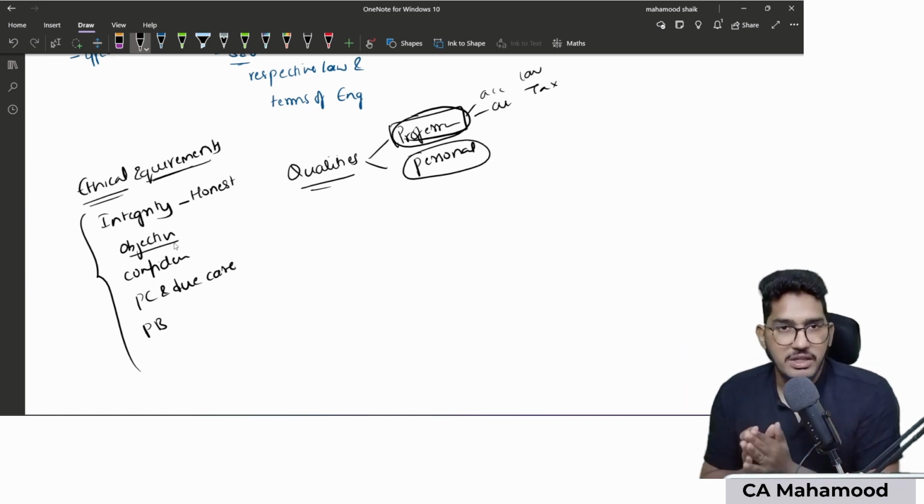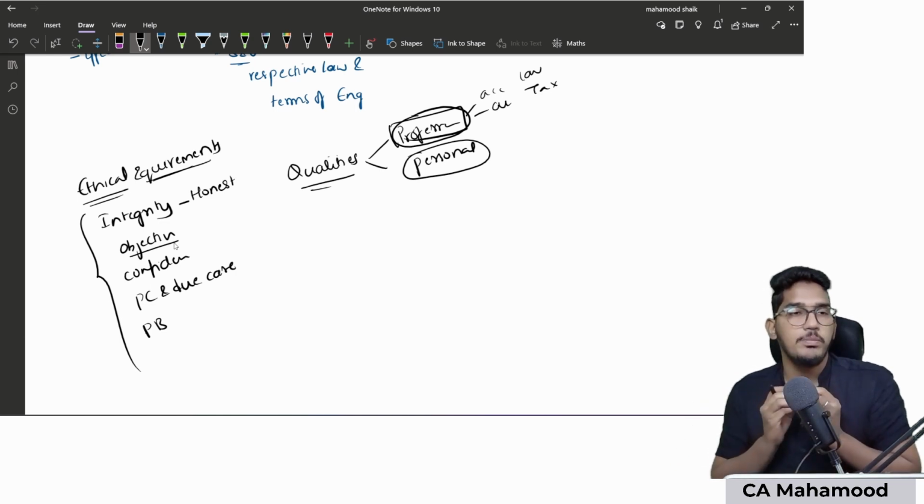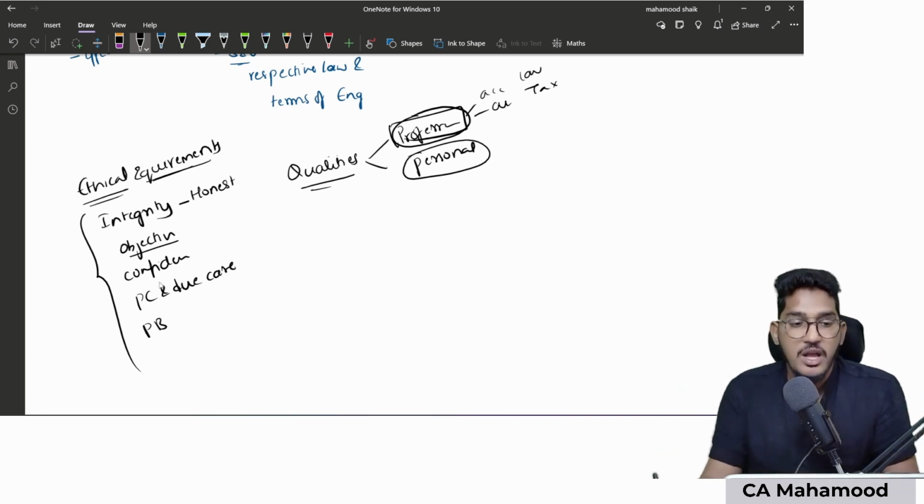Number 2, objectivity. Objectivity means unbiasedness, impartiality. You should not show bias towards any client. You should be fair enough while making decisions.